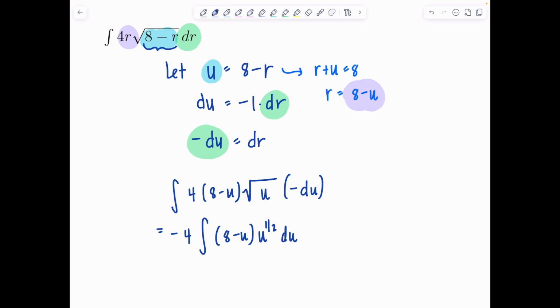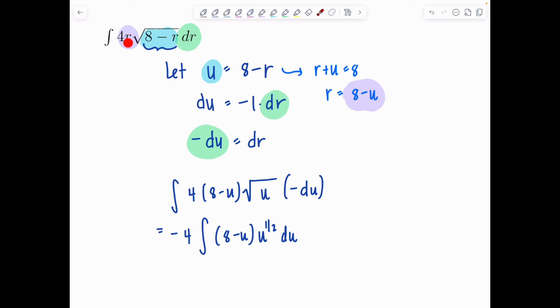So why is that better? Because now underneath the square root, I just have one term, u. And if I write it to the 1/2, I can distribute it through to the 8 minus u, and then boom, find the antiderivative. You would have a much harder time trying to do that here because you don't have just one term underneath the radical. So by doing the u sub this way, we switched it.